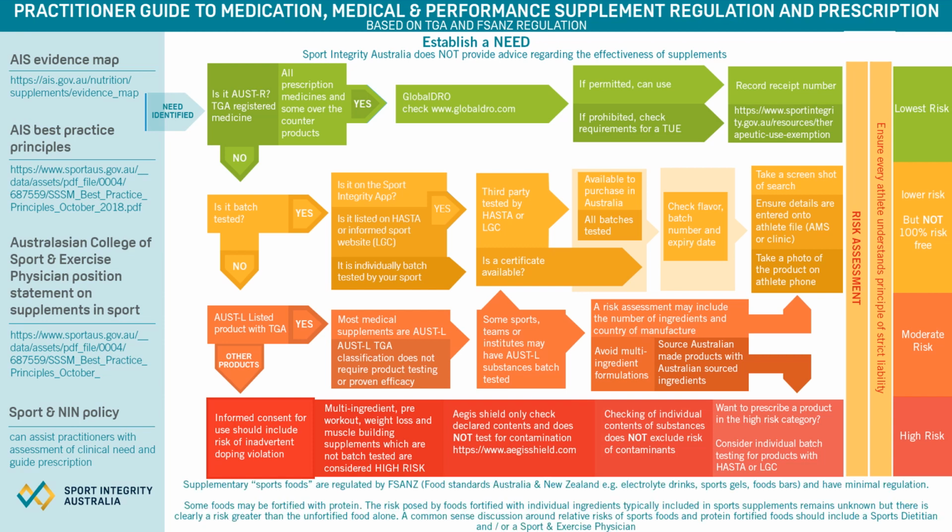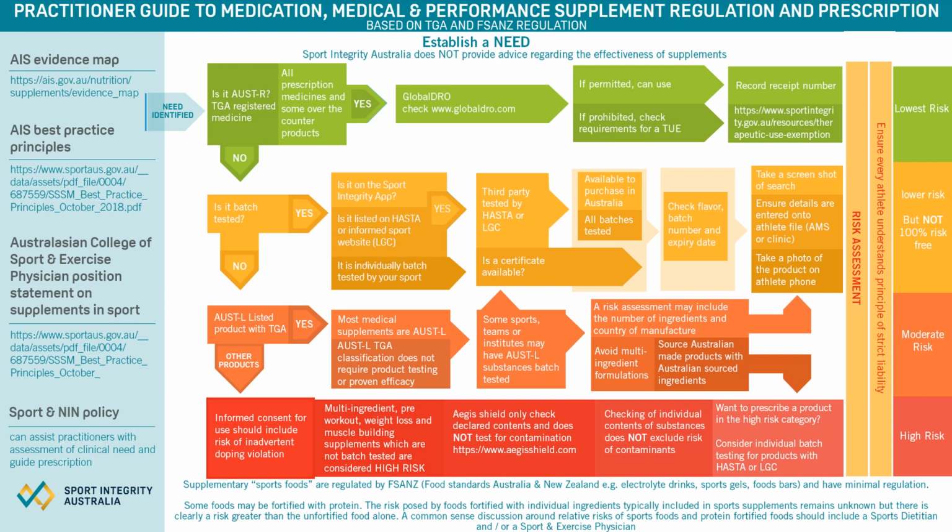One area not dealt with by this flowchart is sports foods, which are regulated by Food Standards Australia and New Zealand and include things like electrolyte drinks, sports gels and food bars, which have minimal regulation. Some sports foods may be fortified with protein, and the risk posed by foods fortified with individual ingredients remains unknown. And we recommend a common sense approach where athletes discuss their use of these foods with a sports dietitian or sport and exercise physician.